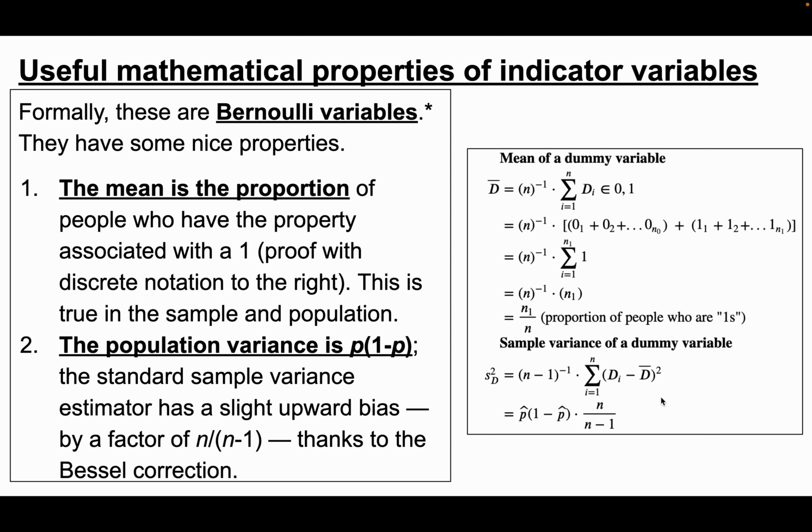Here's an example of what the sample variance looks like. There's a proof in the appendix. But again, the point is that this correction becomes basically increasingly irrelevant, and this is the take-home message: the variance is effectively the proportion times 1 minus the proportion, which is a nice property.